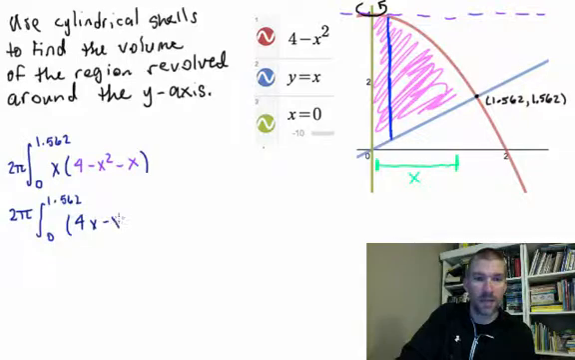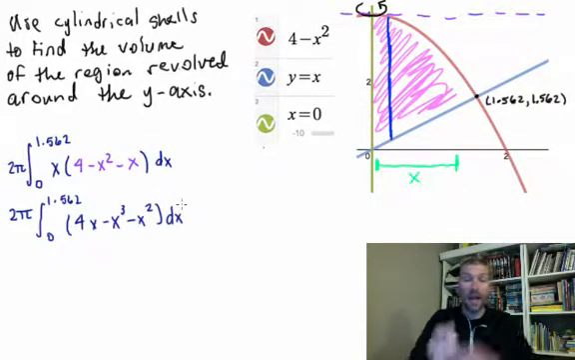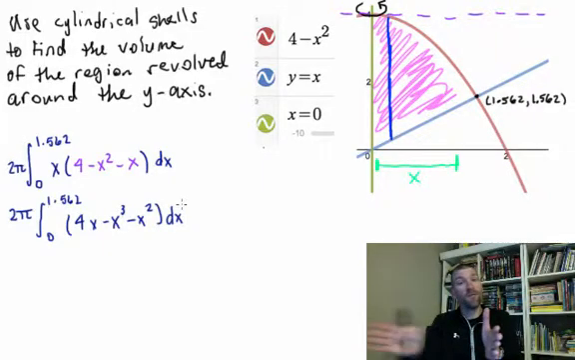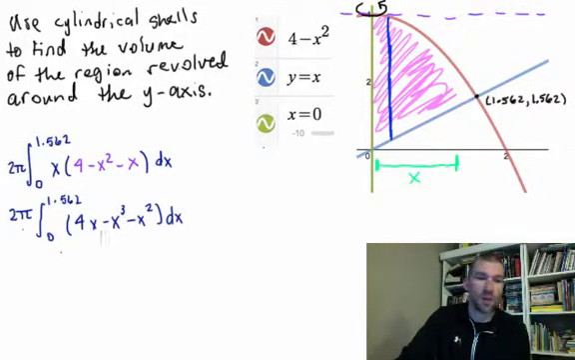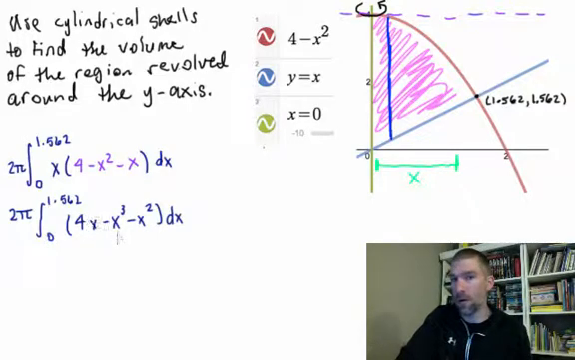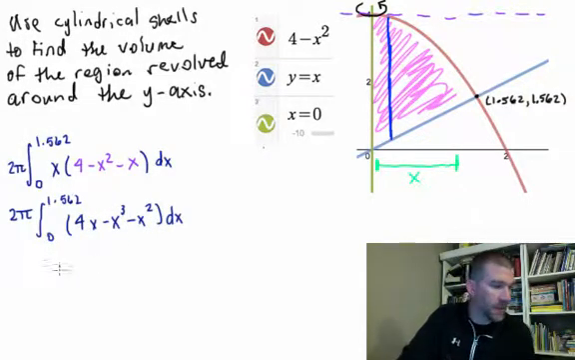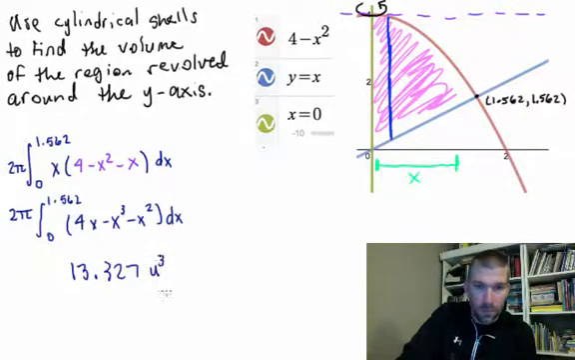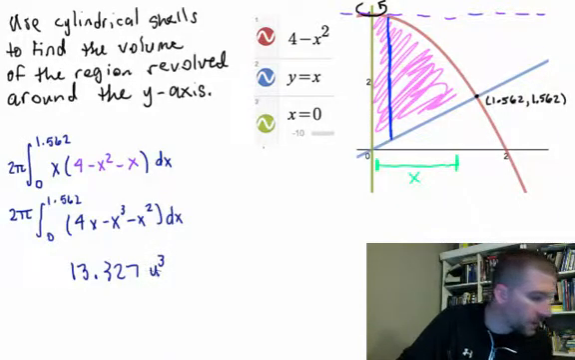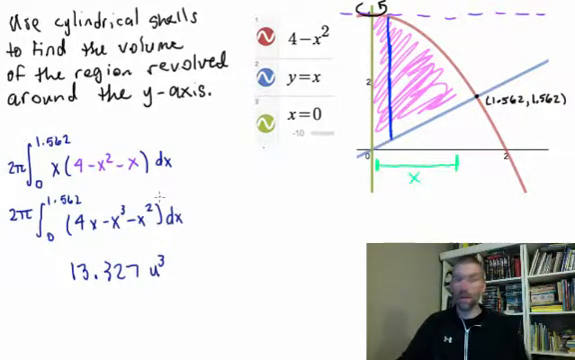So we're going to have 4x minus x cubed minus x squared, and all of this is dx to represent our small changes, but horizontally. Okay, so punch this into your calculator. It's not hard. And when I do that, I get 13.327 units cubed. Let me make sure. 14.327 units cubed. Okay, so there you go.